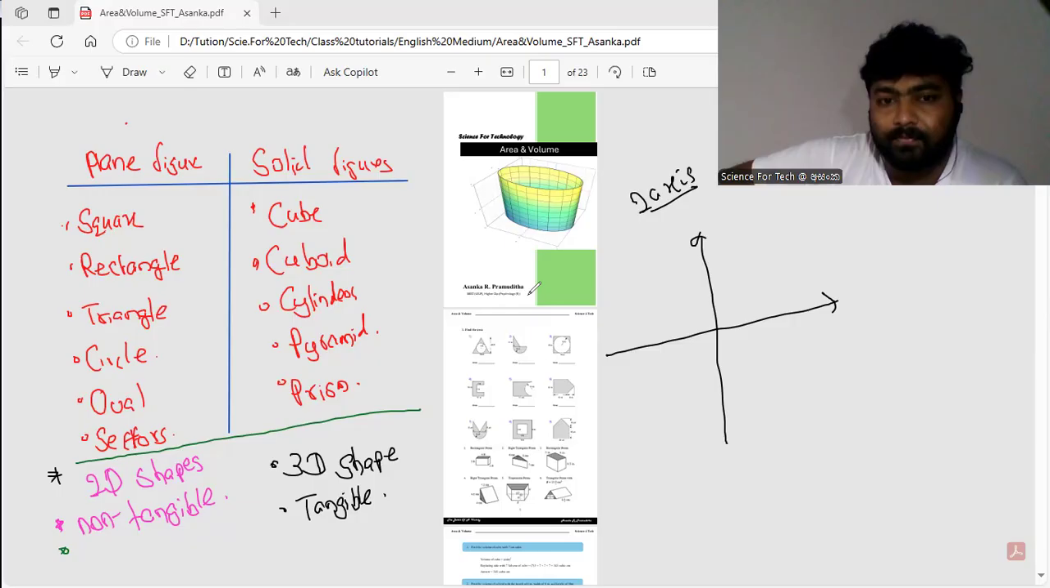Therefore, those are called 2D shapes, while it is not tangible.